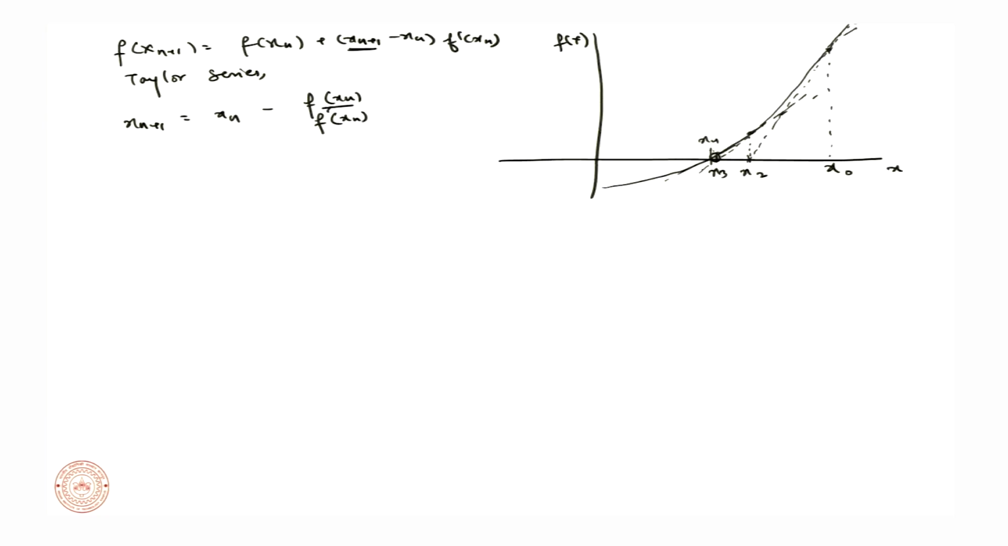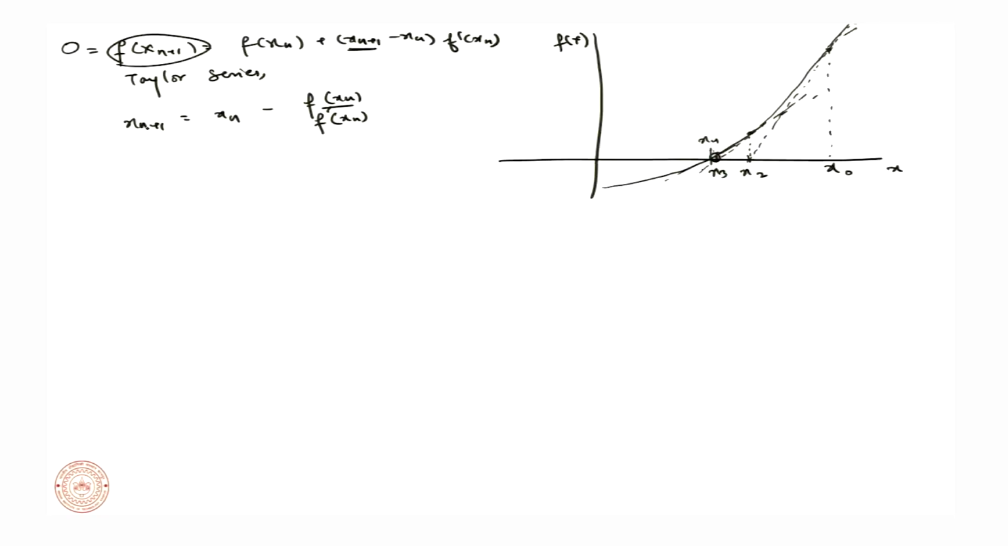Okay. So, this is our objective. We are trying to get our f of x n plus 1 value to be 0. That is our objective: with each iteration we move forward, our next value should be closer to 0. So, f of x n plus 1 is 0, and x n plus 1 equals xn minus f of xn by f prime of xn. Okay. This is our expression for the Newton-Raphson algorithm.